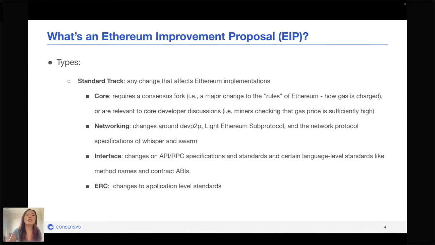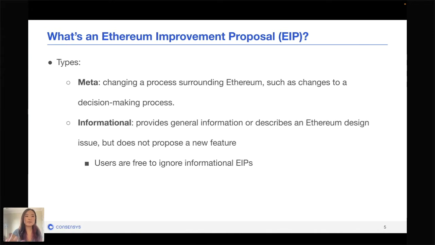Let's continue talking about the different types of EIP. There are two more. There are meta EIPs, which basically change the processes around processes. So pretty meta. And the last one is informational EIPs. These are just general information describing Ethereum design issues and do not propose a new feature. Because these EIPs are not necessarily a community consensus, users are free to ignore them, but they are very helpful, so I recommend reading through them.